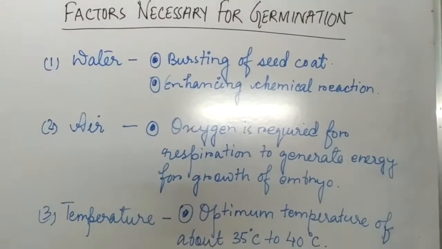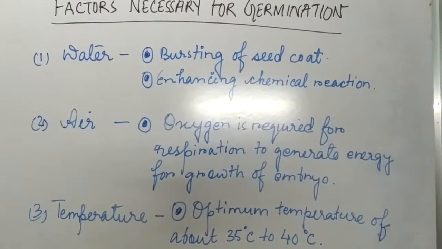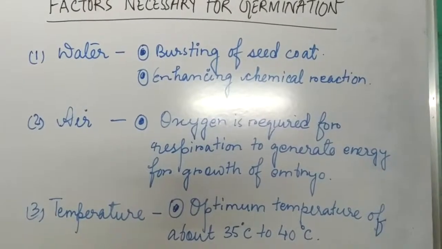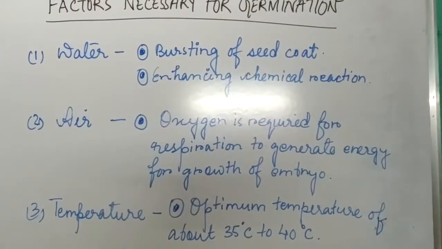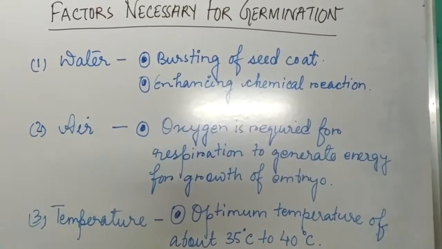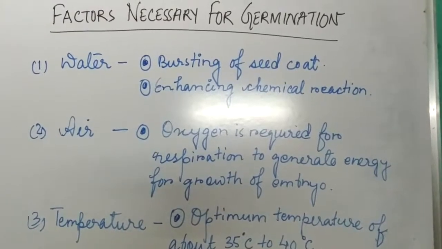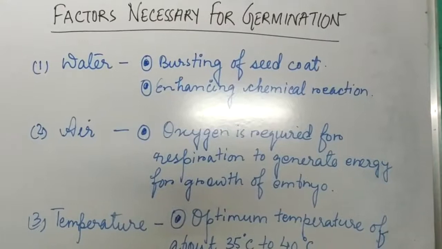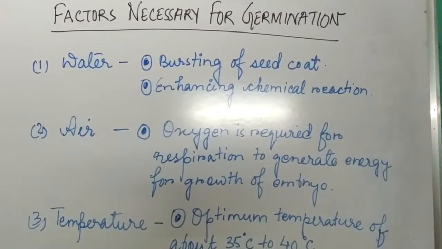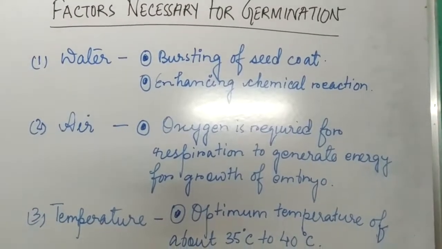Next is air. Air, mainly oxygen, the plant requires. Oxygen is required for respiration to generate energy for growth of the embryo. Like we also, if we don't take food every day, we will fall sick. We will not grow properly. Similarly, oxygen is required for respiration so that food can be broken down inside the seed and it generates energy for the growth of the embryo.